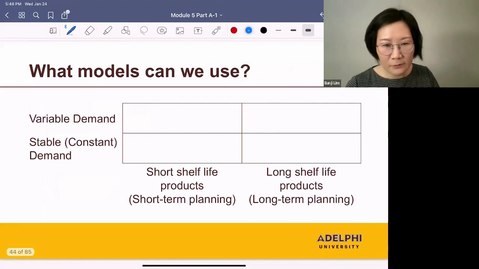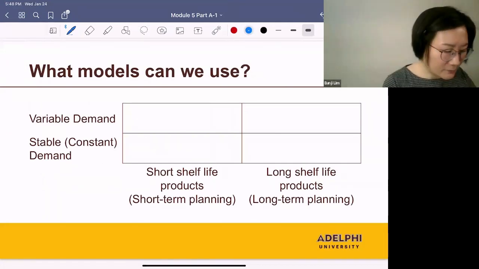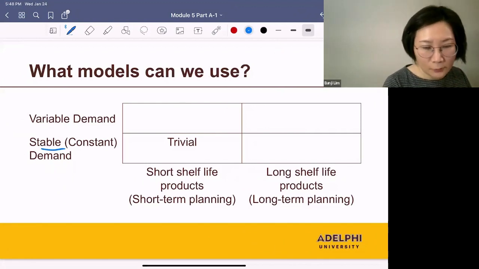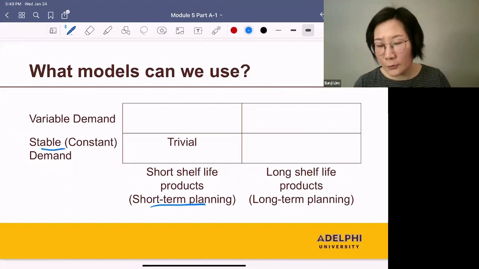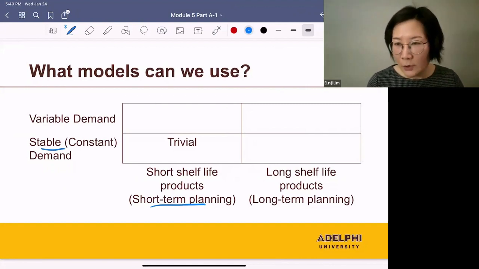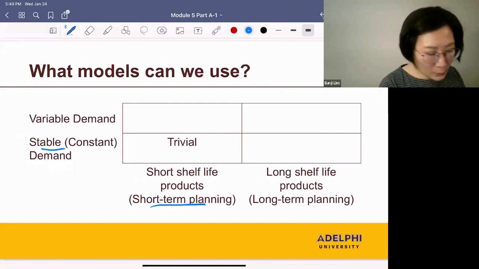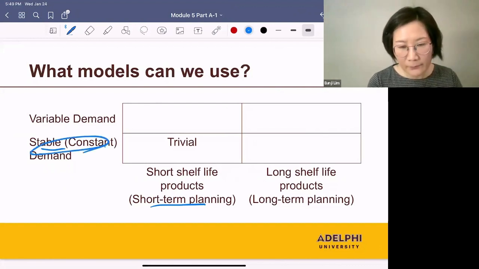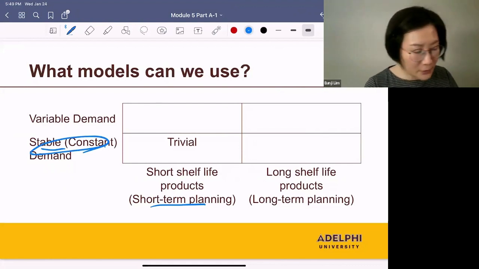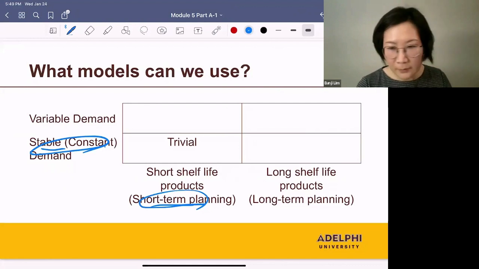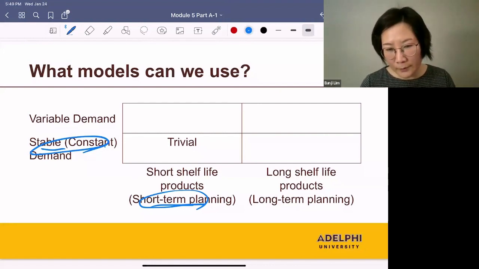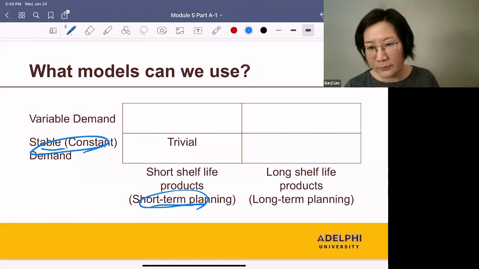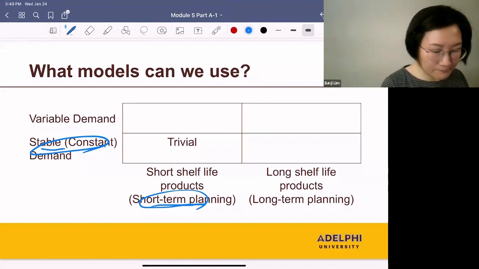So let's think about inventory models. First, let's say demand is stable and we are planning for a short-term period. For example, we are planning to sell swimsuits for the upcoming summer. We know exactly how many units will be sold, so demand is stable. It's known. The selling period is just 1 summer, so this is a short-term planning. Then how many swimsuits should we produce? Since we already know how many swimsuits will be ordered, we just produce that amount. So your question can be answered trivially.